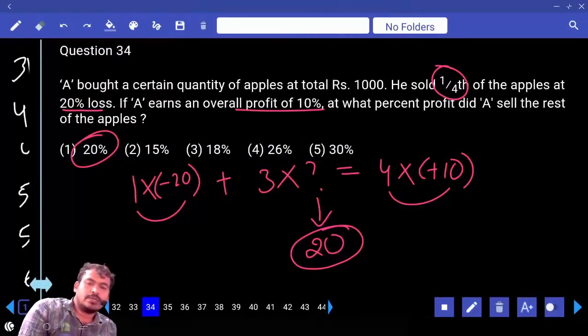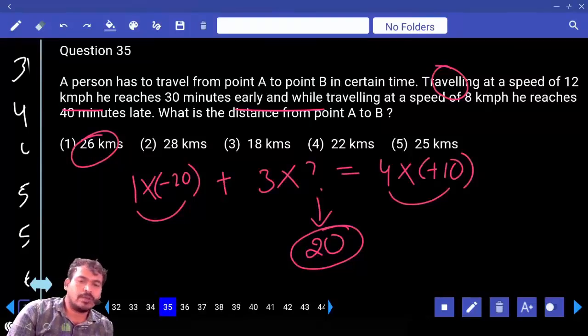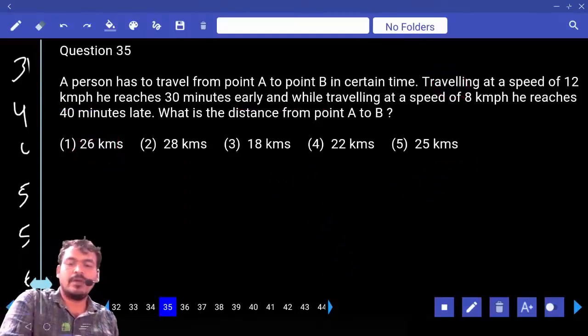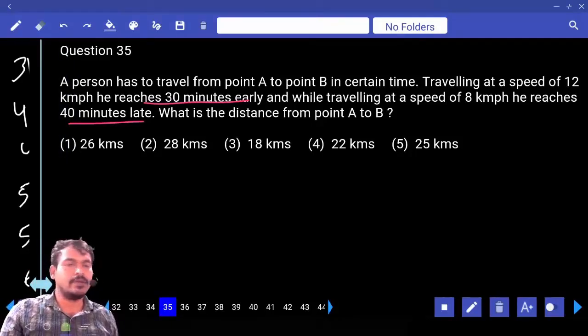Next question, number 35. A person has to travel from point A to point B in a certain time. Traveling at a speed of 12 km per hour, he reaches 30 minutes early. While traveling at a speed of 8 km per hour, he reaches 40 minutes late. What is the distance from point A to B? One is given early, another one is given late. Late and early means total time difference is how many minutes? 70 minutes.